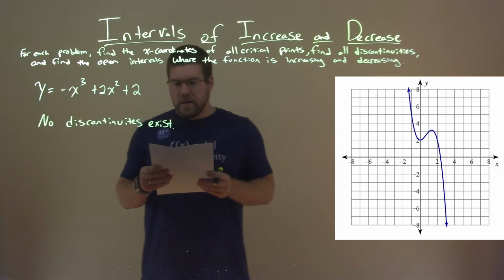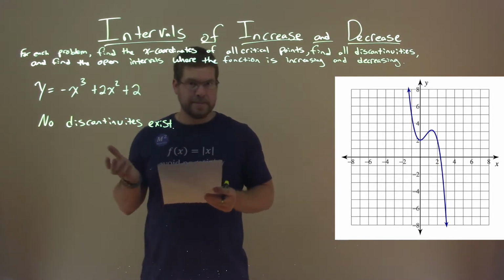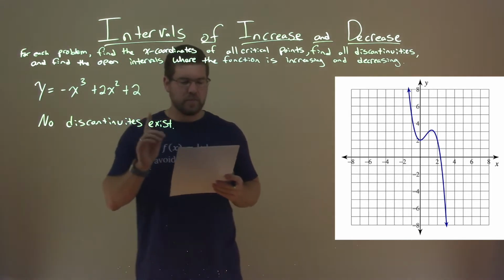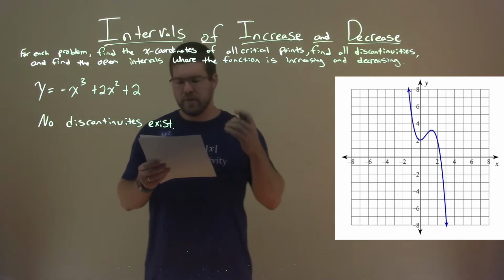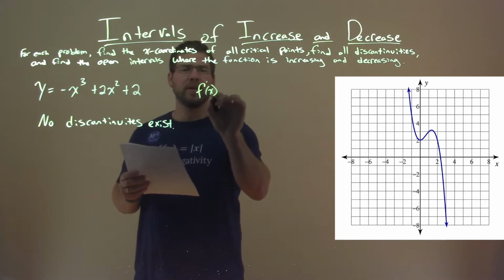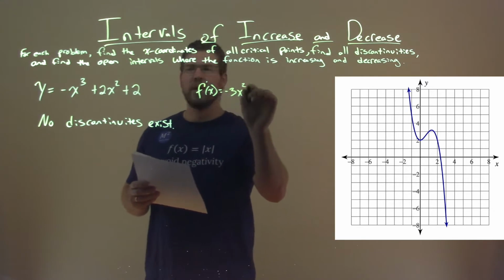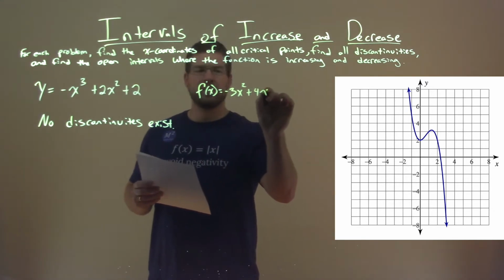All right, now we want to go find where it's increasing and decreasing and find the critical points. The critical points come first. To do that, we need to find the derivative of this function. So f prime of x, let's call it here. We take the derivative, power rule, negative 3x squared, plus 4x.